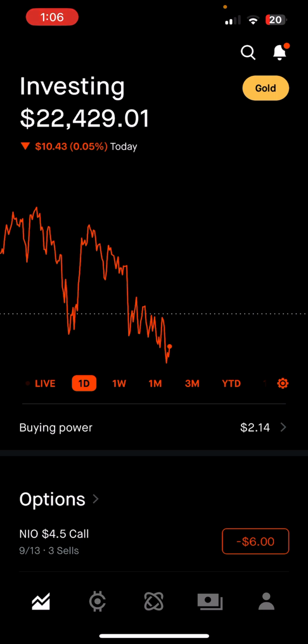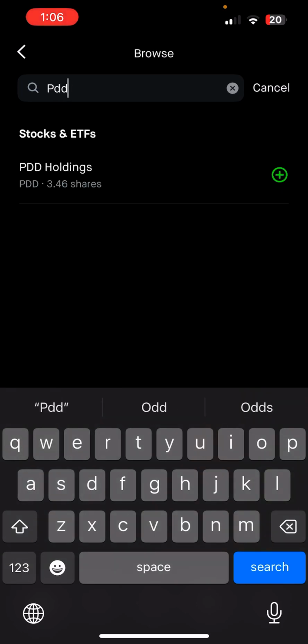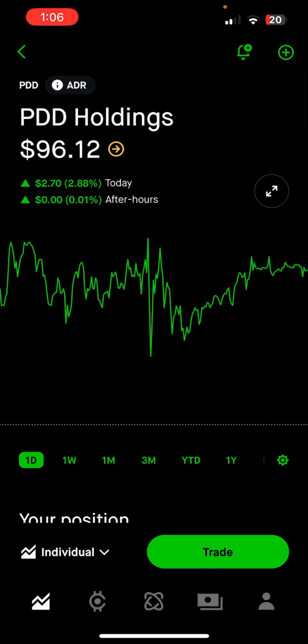So the three that we're going to go over are RSI, or Relative Strength Index, MACD, Moving Average Convergence Divergence, sounds like a lot, and then Bollinger Bands. So I'm going to pull up a stock that you can clearly see how these indicators are affecting it. And the first one I'm going to go over is RSI.